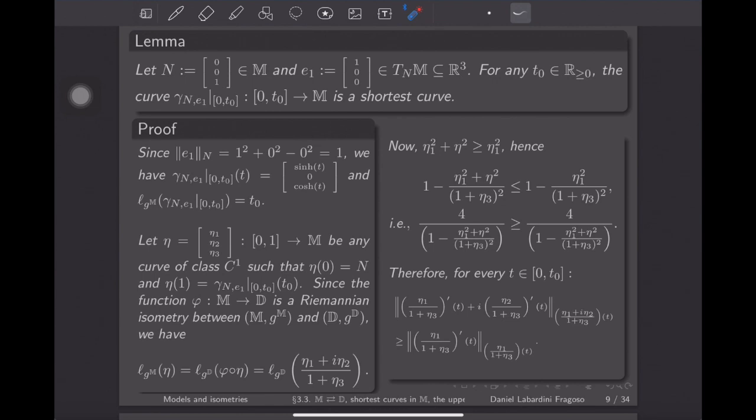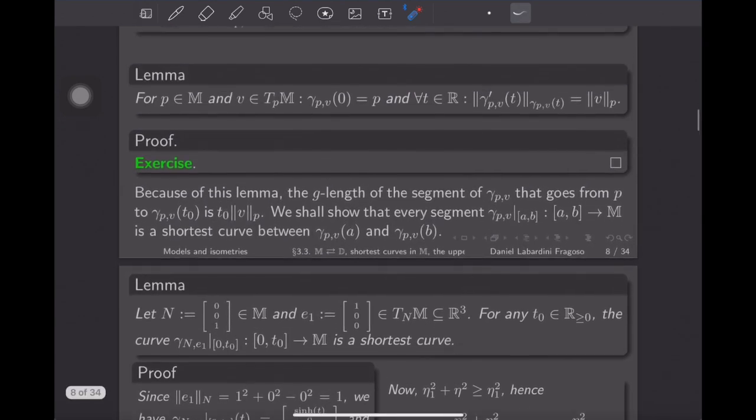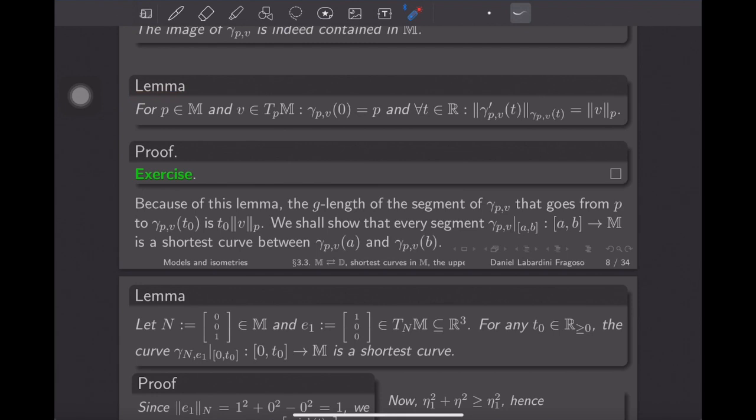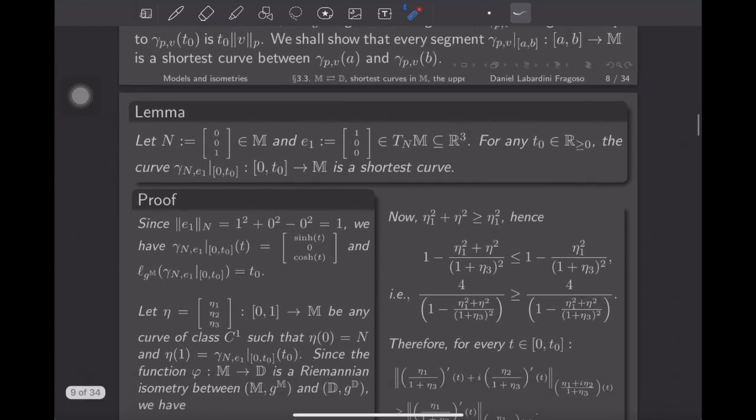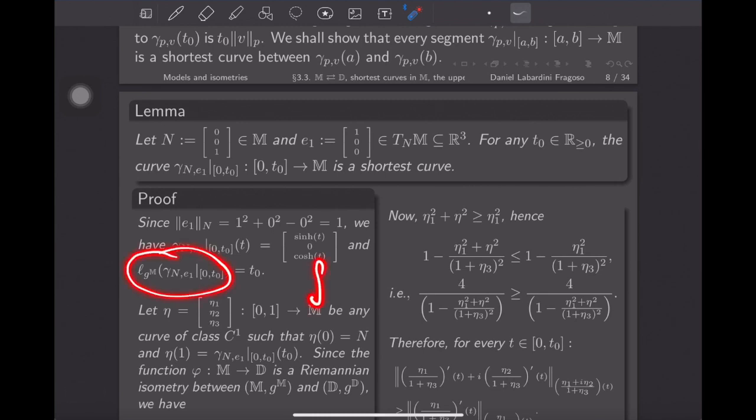And then the hyperbolic length of the segment from 0 to t0 is just t0. Why? Because by this lemma, the rapidity of the curve is constant and equal to 1. So that constant rapidity 1 has to be integrated along the interval 0 to t0. So the length becomes the integral of 1 from 0 to t0. So this is just t0.